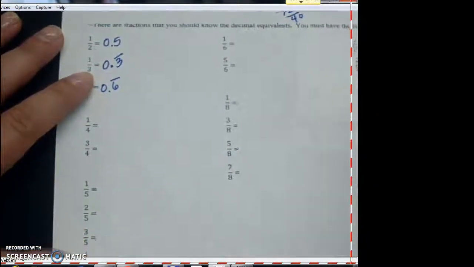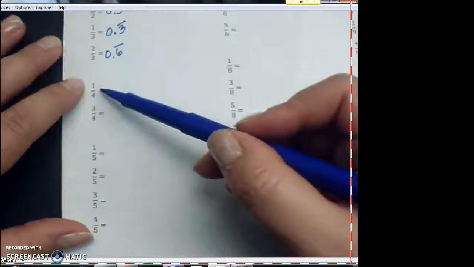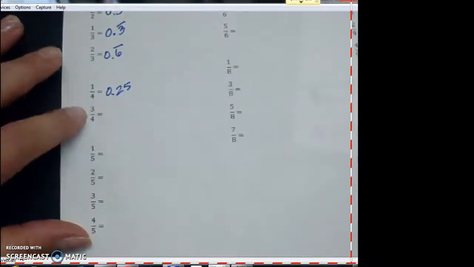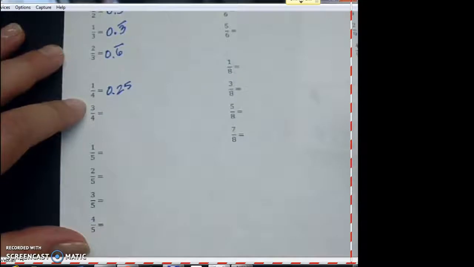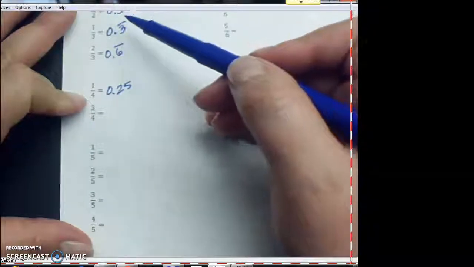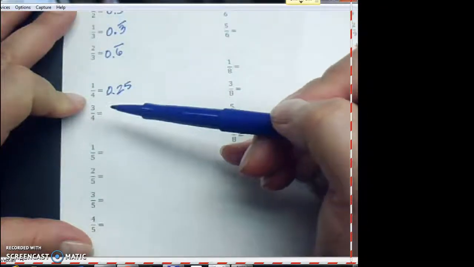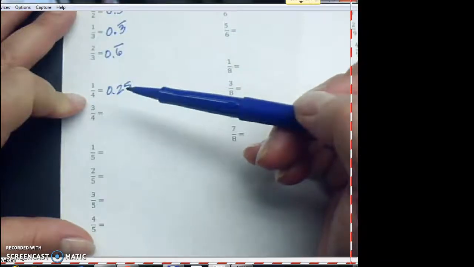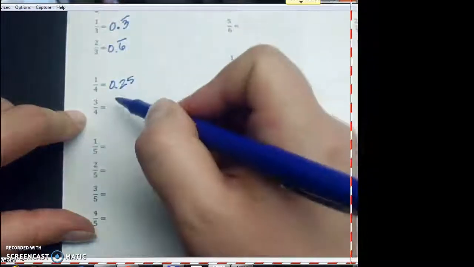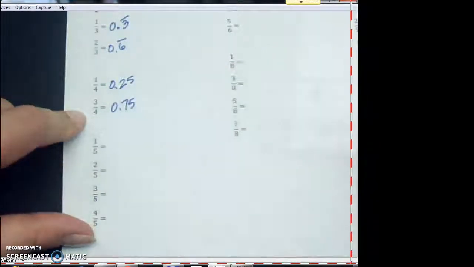Big difference. Okay. 1/4. 0.25. 25 cents. It's like a quarter. 1/4 of a dollar. So why don't I have 2/4 on there? Yeah, 2/4 is the same thing as a half. So I don't need 2/4, because if you reduce it, it's 1/2. Okay. 3/4. 0.75. 75 cents.